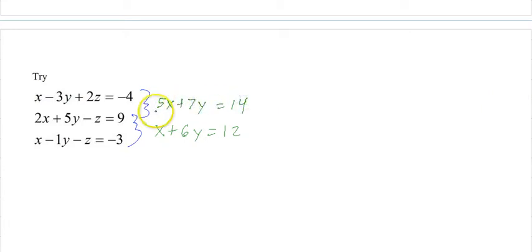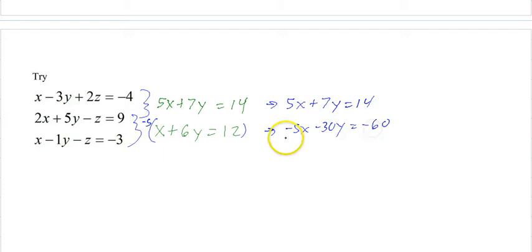We look at them again. The x's LCM would be 5. The y's would be 42. So we're going to go with the x. We multiply this one by negative 5. That gives us 5x plus 7y equals 14, and then negative 5x minus 30y equals negative 60. And this is our last one.